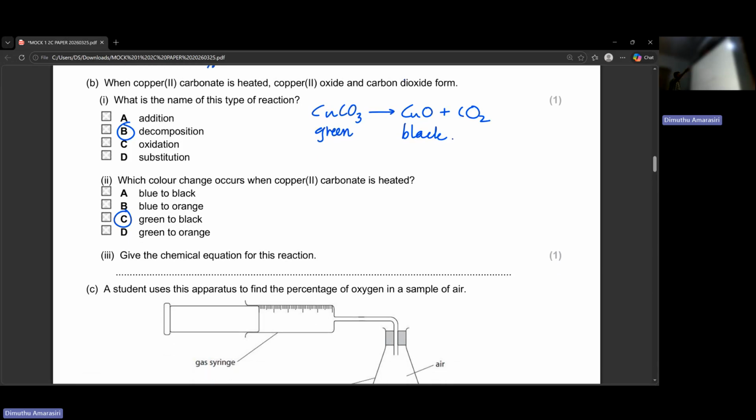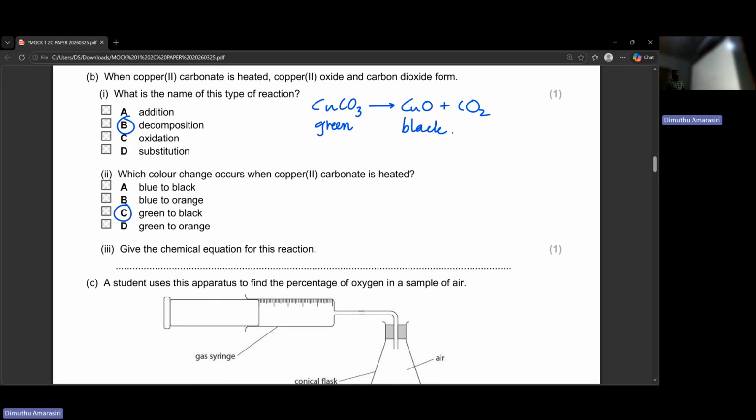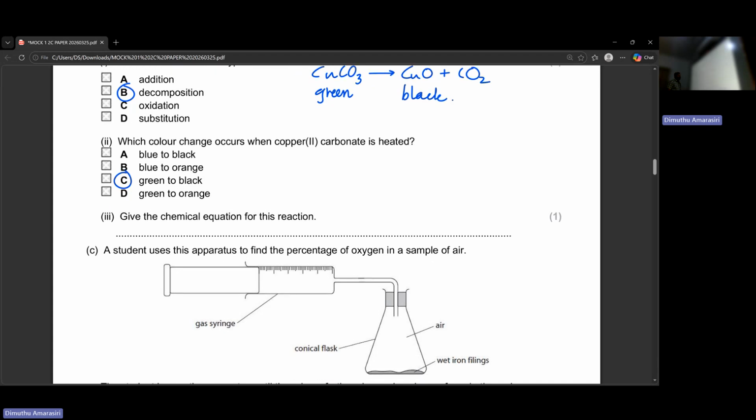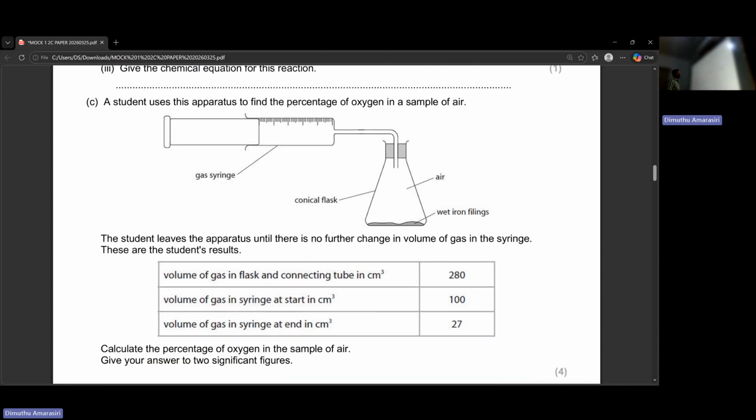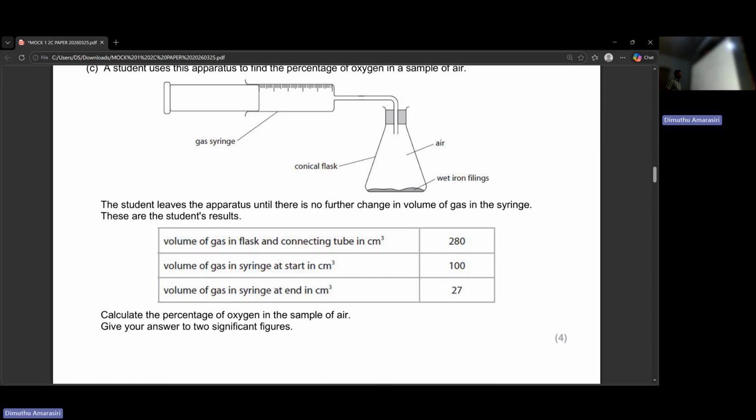Right, give the chemical equation for this reaction I already gave. Right? 1 mark. The student uses his apparatus to find the percentage of oxygen in the sample. The volume of gas in the syringe at the start, at the end, 27. Very simple. You subtract that, you find it's 73. That's the volume of what? Oxygen in the sample.